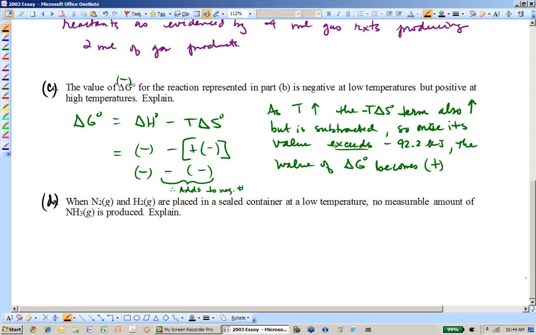All right, so finally, when N2 and H2 are placed in a sealed container at low temperature, no measurable amount of NH3 is produced, and explain. So at low temperatures, what's going on? At low temperatures, no NH3 is produced. All right, so we're back to activation energy.